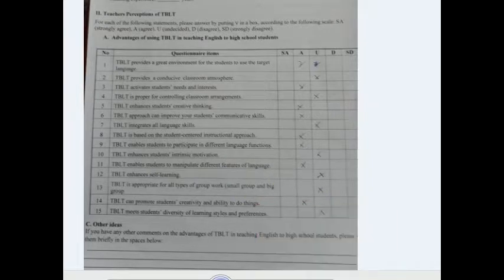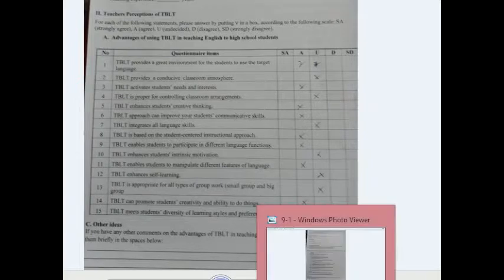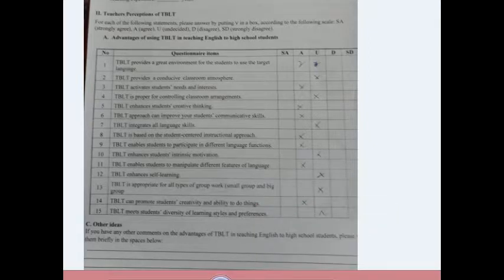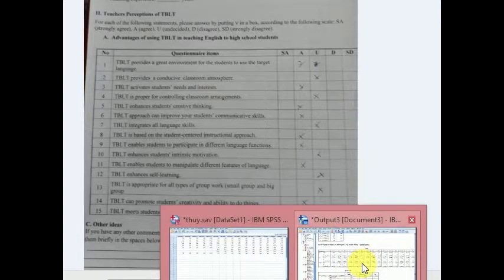So you have to figure out why is that. Maybe the kind of teaching that you have there is that the TBLT cannot be used for group work and only for a small group. I don't know. You can explain that better. Okay, what else can we do?